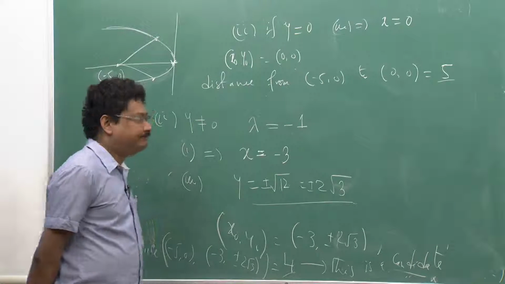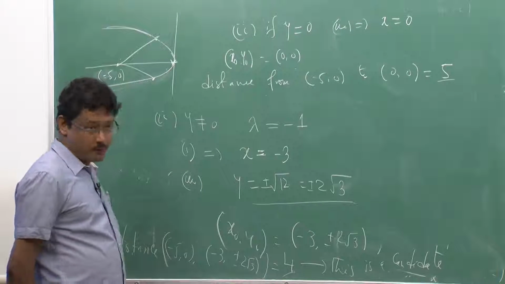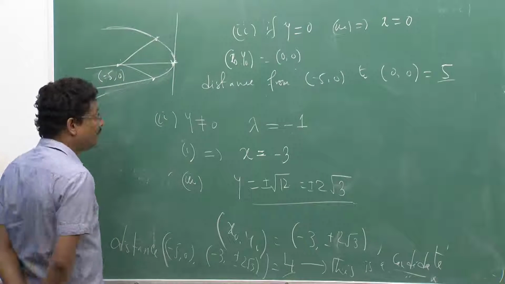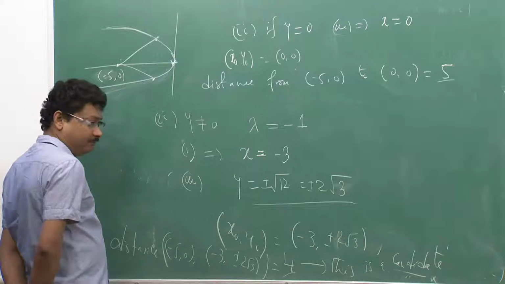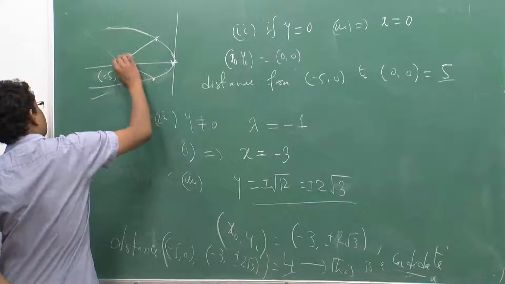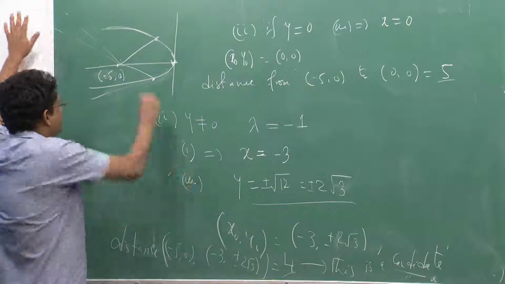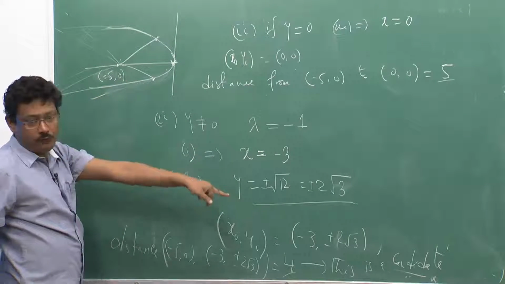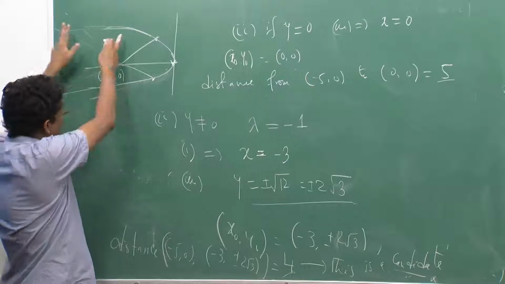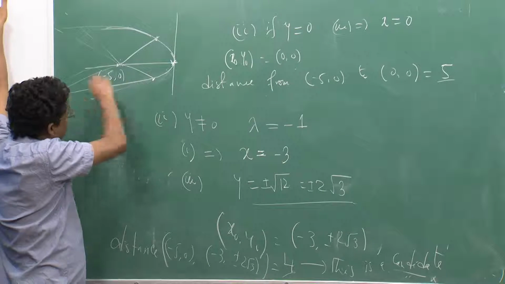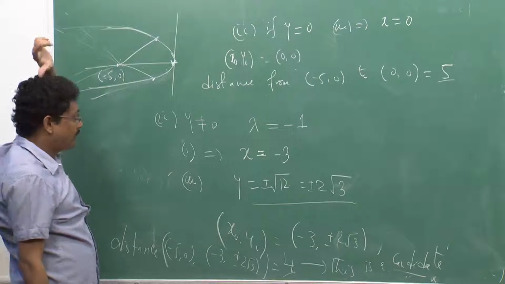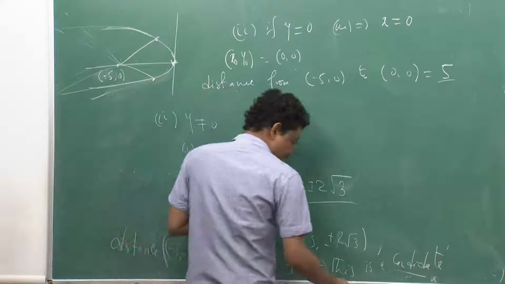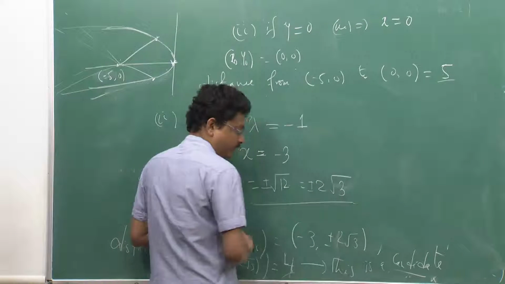Now, is it minimum or maximum? Of course, it has to be minimum, right, because it is a saddle point and it cannot be maximum, because maximum distance I can go to infinity, because this is extended to infinity. So, maximum distance cannot be 4, because I can choose a point very far away from minus 5 and I can make the distance as big as I want. So, it cannot be maximum, but why is it minimum?